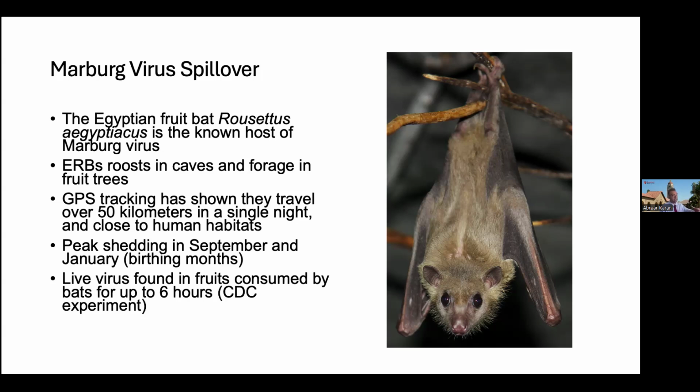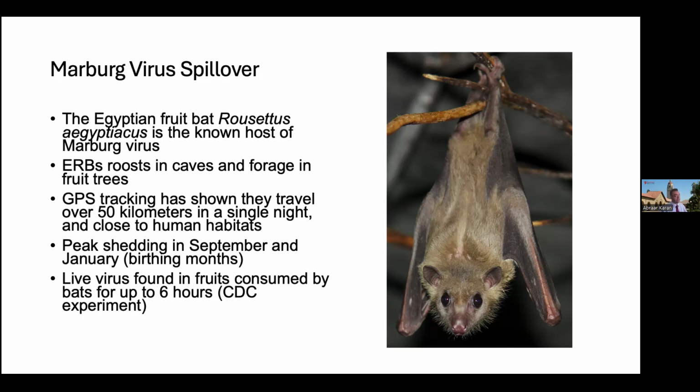In many of the areas we're working in, people note bats coming to eat from the fruit trees, consuming fruit. And studies from the CDC have actually shown that where they infected a bat colony, they had the bat eat fruits, and then they looked at how long they could find live virus in the fruit thereafter, and it was for up to 6 hours. So this is a plausible mechanism of transmission.